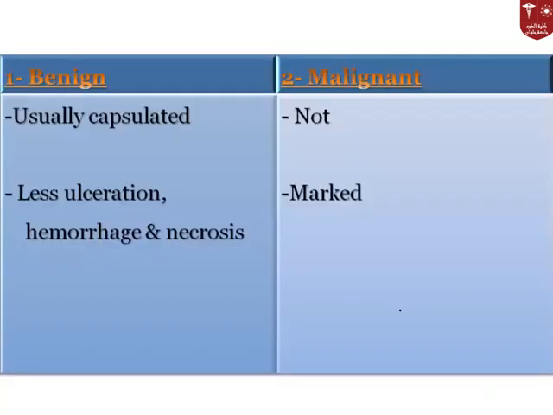Let's continue the comparison. So benign tumors are usually well defined. Sometimes they have capsules. The capsule is like a fence that localizes the tumor. So it is a good thing, right? While malignant tumors don't have capsules because they have invasive borders. They don't have boundaries. Nothing can limit them. Benign tumors have less ulceration, less hemorrhage, and less necrosis, while malignant tumors have marked ulceration, hemorrhage, and necrosis.